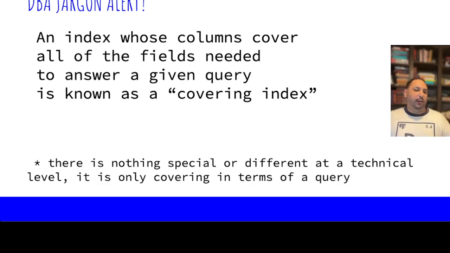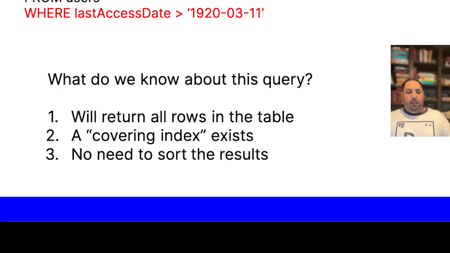Even with a covering index, Postgres doesn't always use that index. It might still use the heap. If you imagine changing the query like this, right? So I'm going to change the where clause to say, give me all the IDs from users where the last access date is greater than 1920, March 11th.